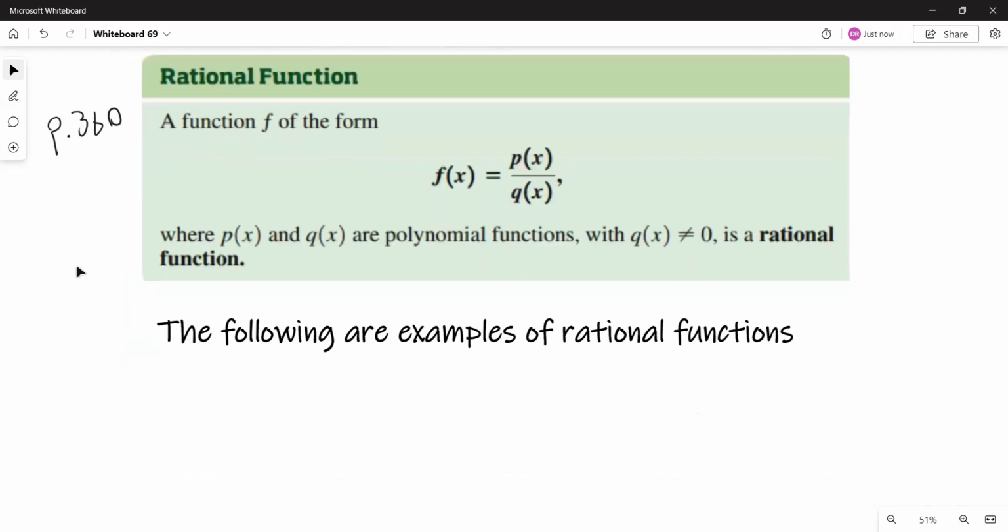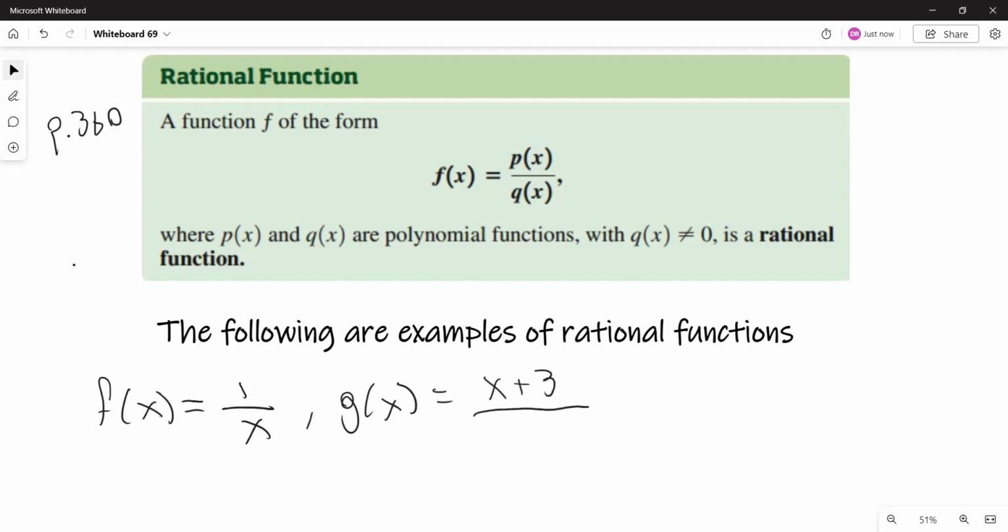Okay, well, any polynomial is a rational function where the denominator is a constant polynomial. But non-trivial rational functions, that is, rational functions that are not polynomials, could be functions like 1 over x. Another one could be x plus 3 over x squared plus 4x.